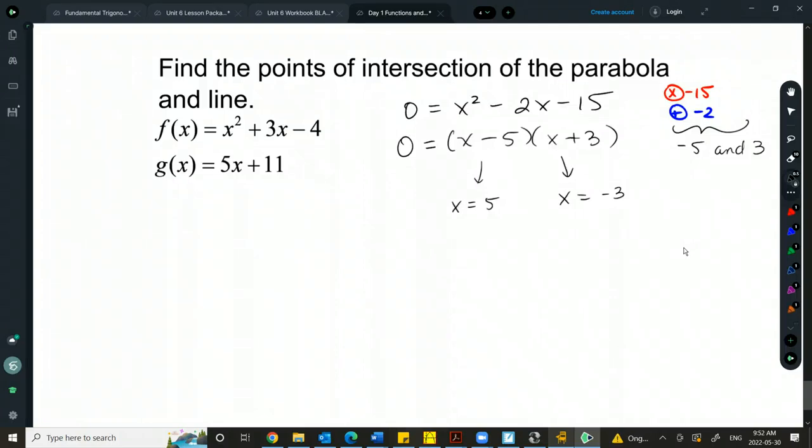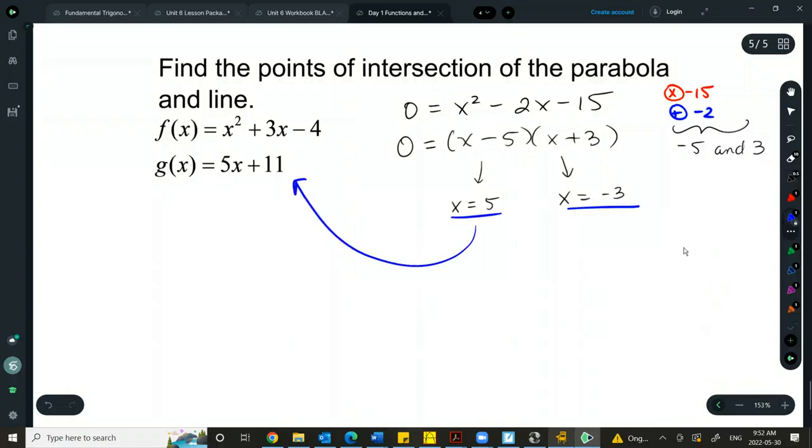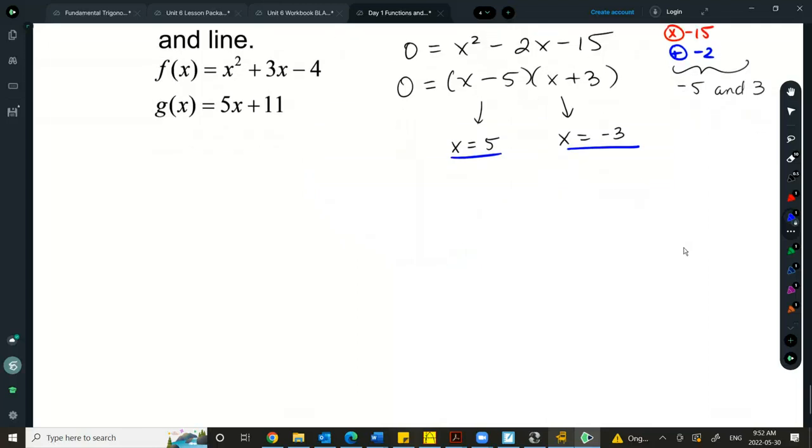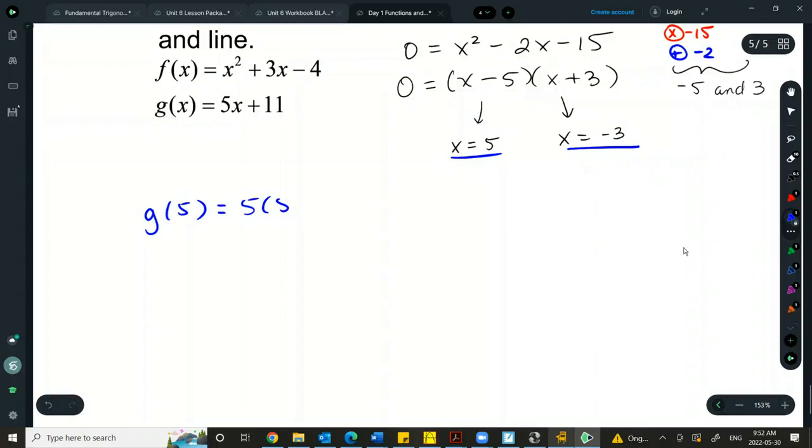We need the y coordinates of these x coordinates of the points of intersection. So I'm going to plug each of these back into either one of the original equations. It doesn't matter. If I found the correct x's, I should get the same y coordinate out of either of those two equations. So I usually plug it into the line. So I'm going to evaluate g at 5. But you can check in the other equation as well. That's a good check that you can do.